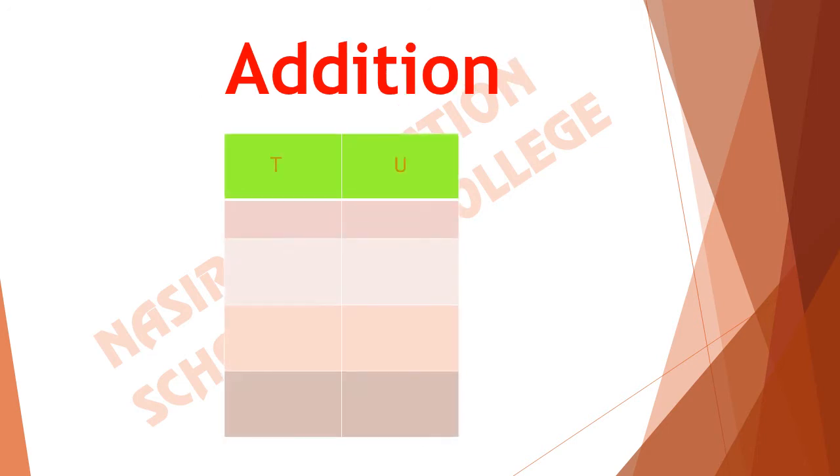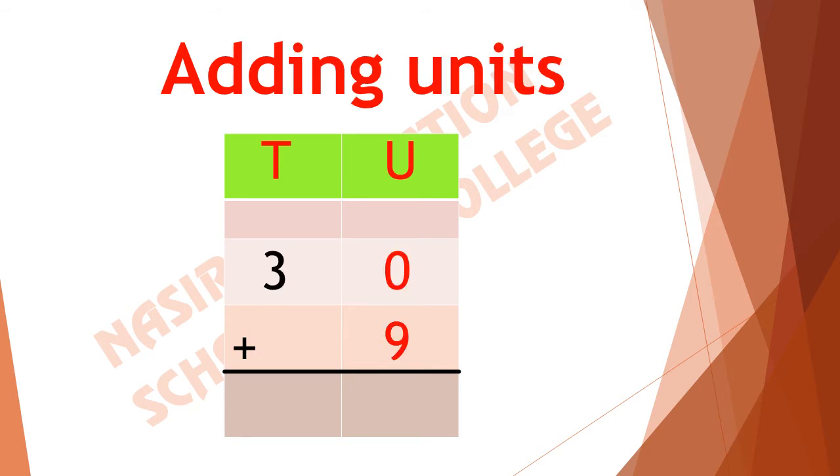Here a chart has been shown and we have addendum 1 30 and addendum 2 9. And we use this symbol to show the addition. We will write 3 in the tens column and 0 in the units column. First of all, we will add units. In units column there is 0 and 9. We will add 0 and 9.